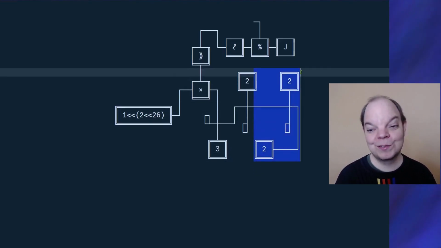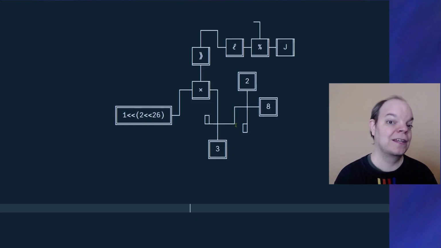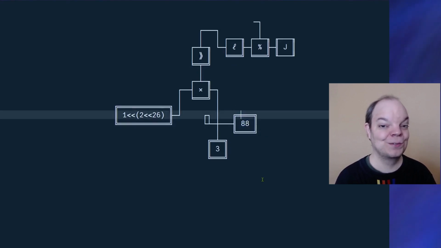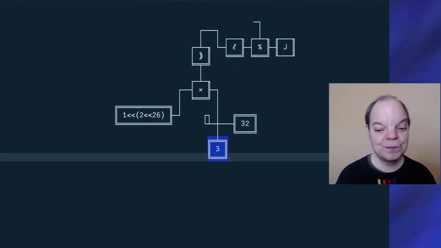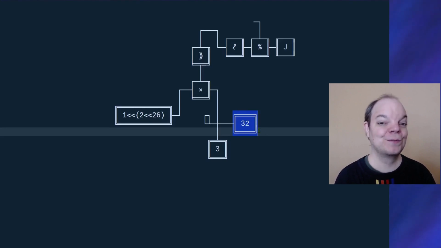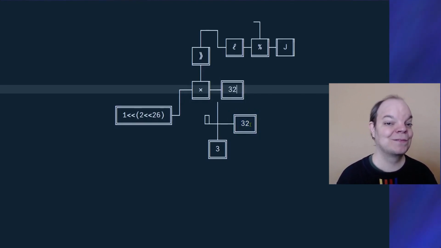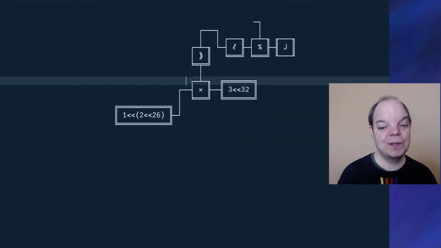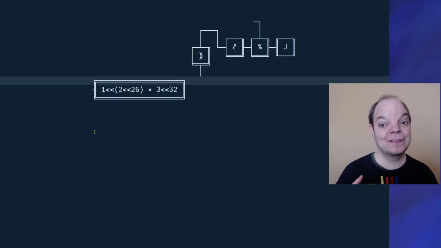Here we have a 2 shift left 2, which is of course 8. And then we're taking that 8 shift left 2, which gives us 32. And finally we have 3 shift left 32, which again is going to be a relatively large number, so I'm just going to represent it as the formula. And now we multiply those two functions and we're left with this.